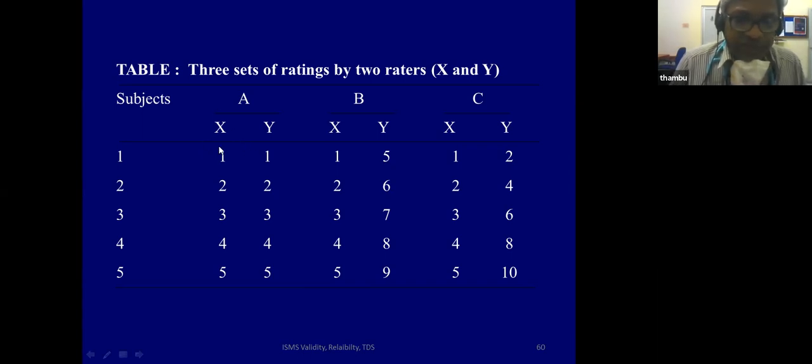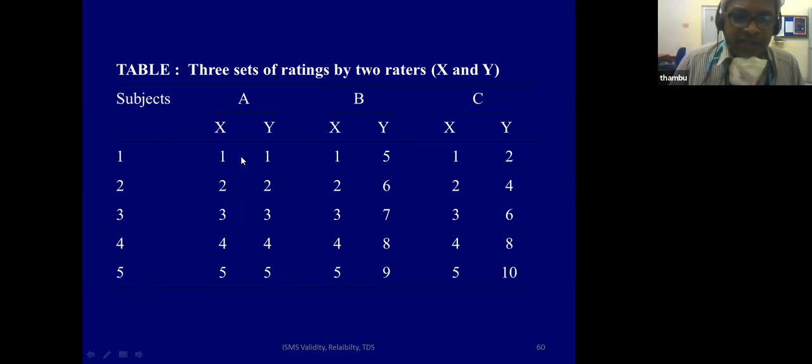Now there are two raters, X and Y. Those are the two human beings. They did 3 sets of ratings on 5 subjects. So they got the 5 subjects and did ratings. They call them 1, 1, 2, 2. So they could give any value between 1 to 5 on these 5 subjects. But they did it at 3 separate points of time.